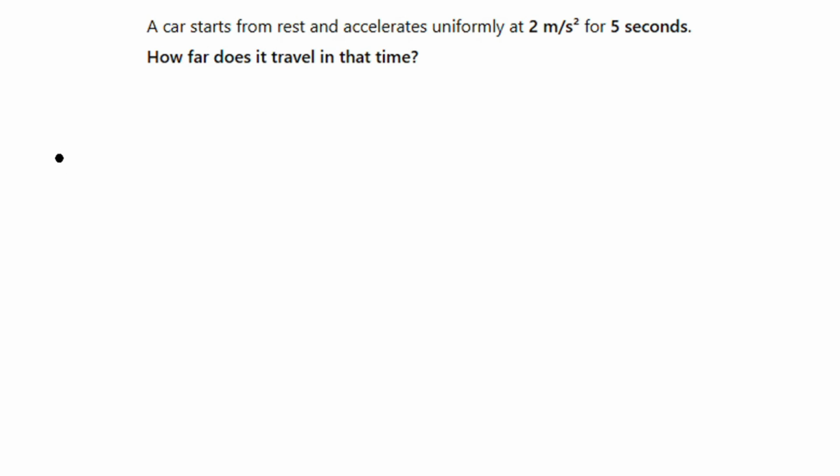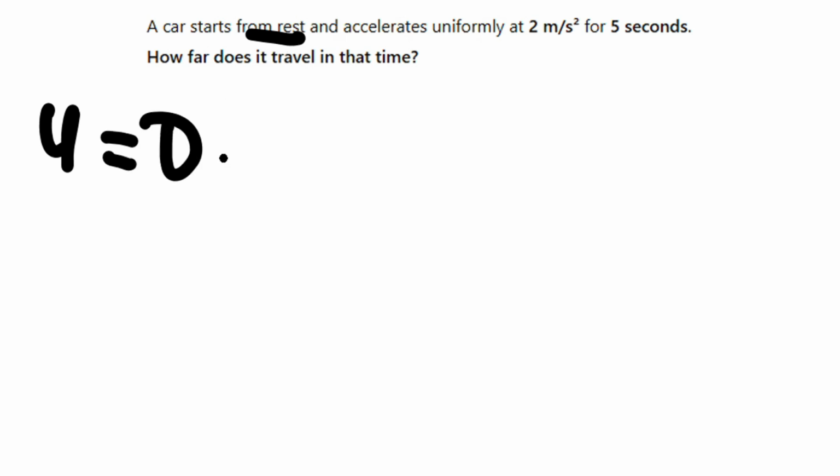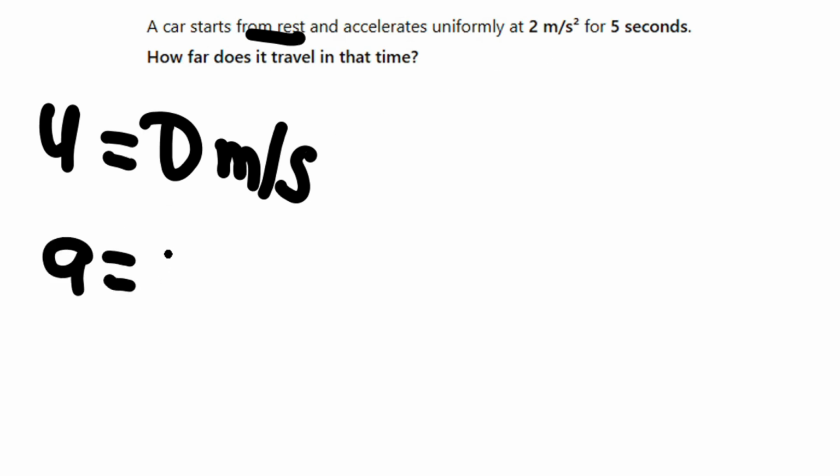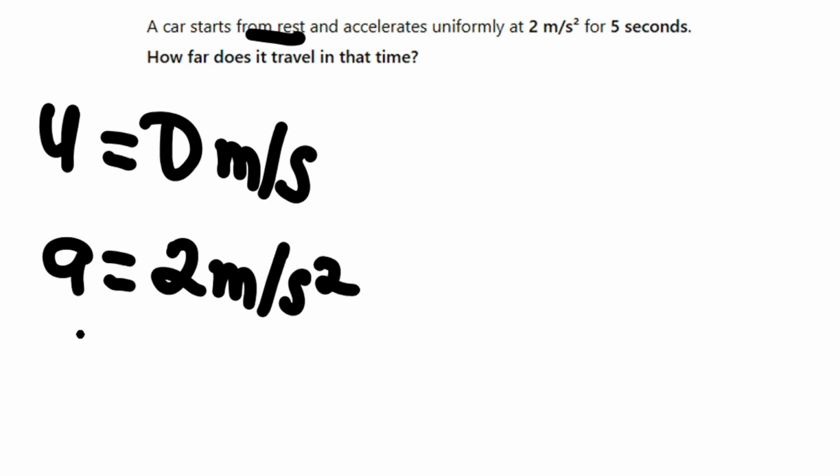So we need to write the parameters, right? You need to write down your parameters, define your parameters. A car starts from rest. If they say start from rest, it just means that the initial velocity, which is u, from rest, meaning that initial velocity is equal to 0 meters per second. That's what it means. And accelerates uniformly at 2 meters per second squared. So they give us acceleration a is equal to 2 meters per second squared. Now for 5 seconds. So they give us t equals 5 seconds.